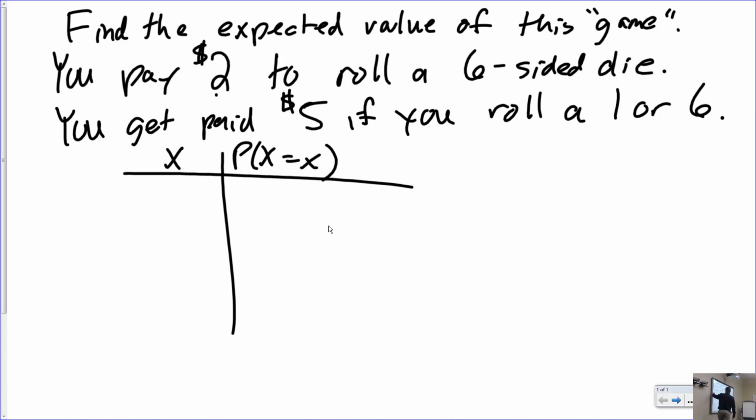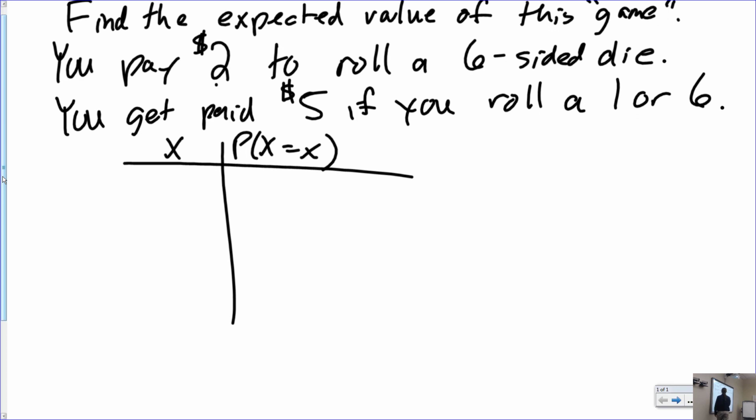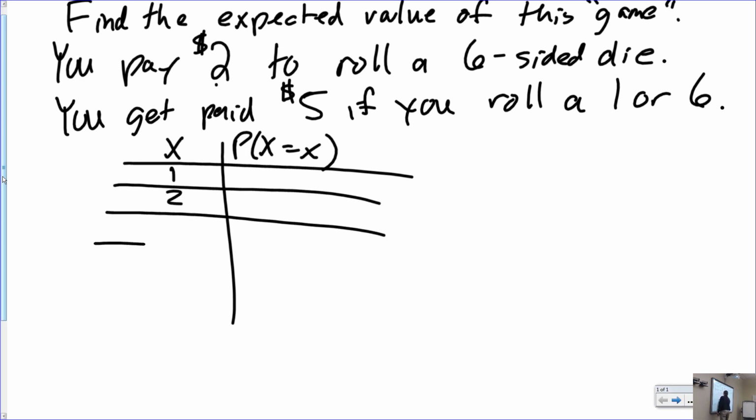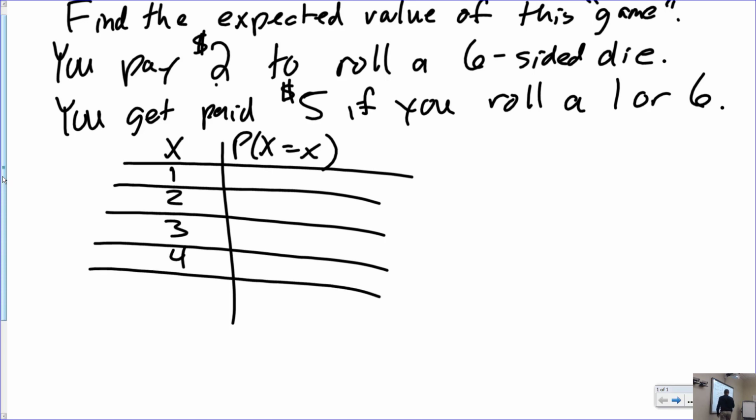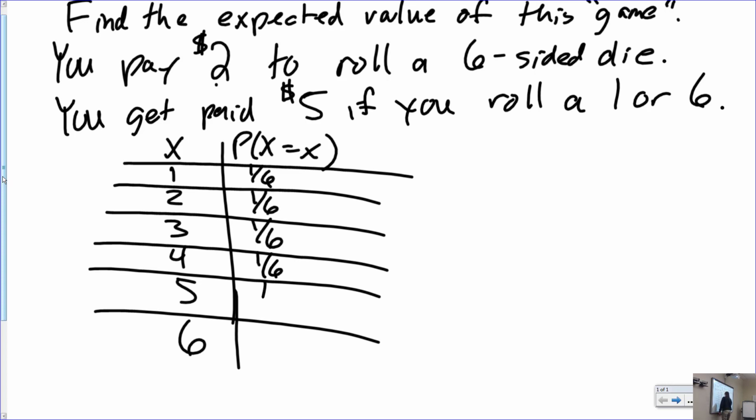So what can you roll on a 6-sided die? 1, 2, 3. You were thinking how many heads do I flip? 5 and 6. What's the probability that I roll a 1 on a 6-sided die? 1/6. What's the probability that I roll a 2? 1/6. Okay, good. I assume I don't need to ask the rest of them.